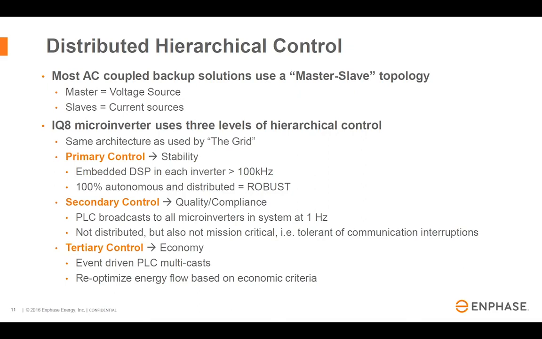We're just treating our little house like a small utility area. And our ENVOY, our gateway, is basically the balancing authority for that area. So we're running sort of like a little mini utility on the house, and we're very compliant with the way the grid wants to do control as well.